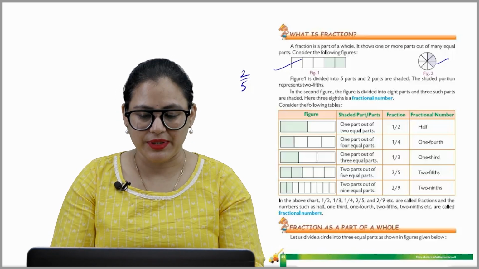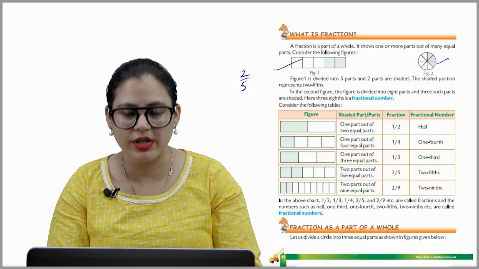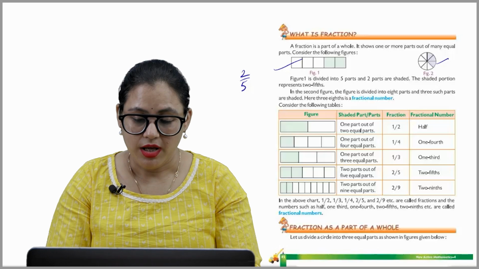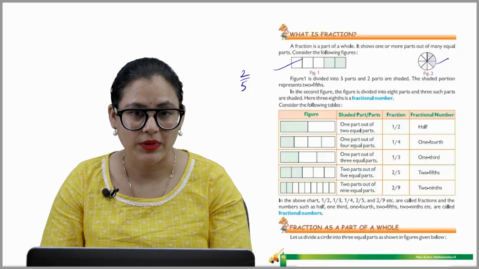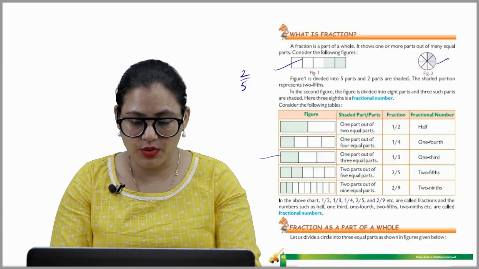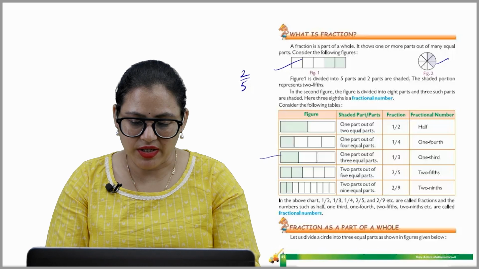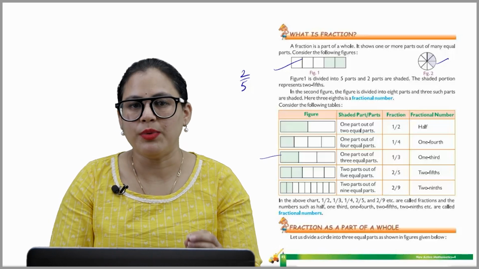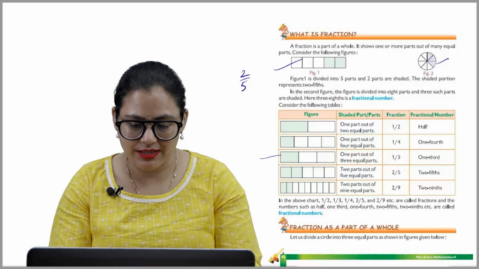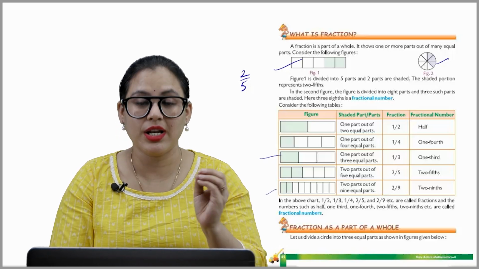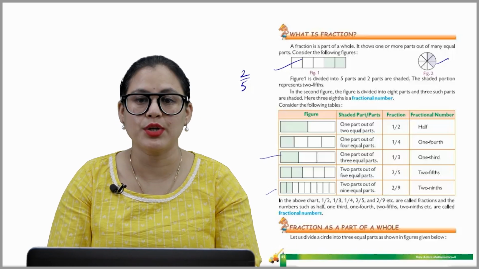Consider the following table. Let's see. This is 1 part out of the 2 equal parts, that is 1 by 2, or you can say half. Here 1 part out of 4 equal parts, 1 by 4 or 1/4. In this figure, 1 part out of 3 equal parts, 1 by 3 and 1/3. In this figure, 2 parts out of 5 equal parts have been shaded. So this is 2 by 5 or 2/5. And in this figure, 2 parts out of 9 equal parts have been shaded. So the fraction is 2 by 9.